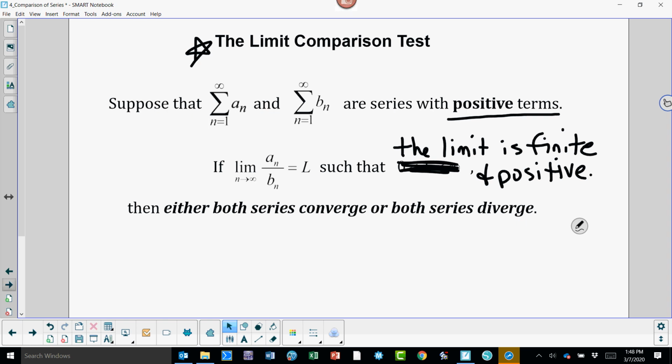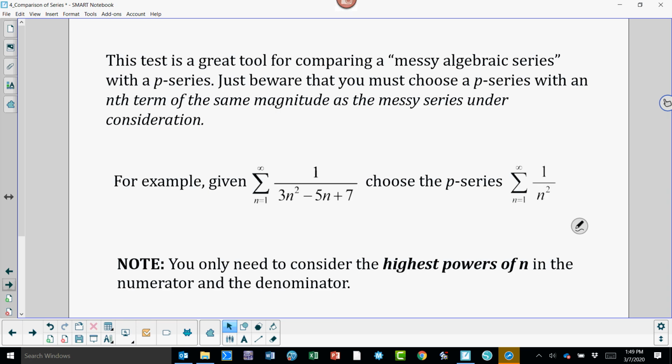Basically all we do, same thing we did on that test, we pick a comparison series, and then we simply take the limit of the ratio of those two terms. If we get a number answer that is finite and positive, so we get a positive number and we don't get infinity, then they both converge or they both diverge. So it's very similar, but much, much easier. I don't have to prove that inequality, plus direct comparison only works if that inequality is in fact true, which is not always the case. So let's do the limit comparison test, a much better one.